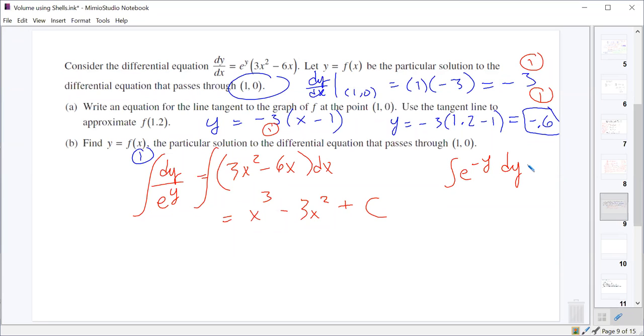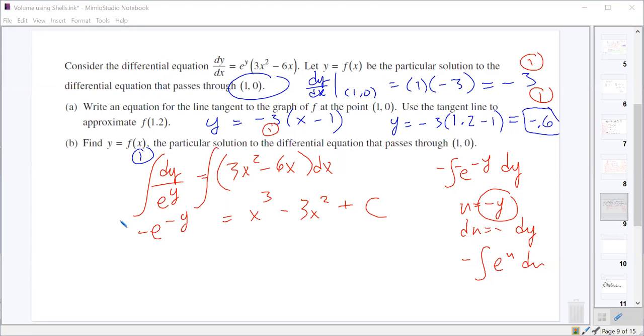And then now we can do a u substitution. What are we going to u sub? Yeah, if u is negative y, then du is negative dy. So we'll put in a negative and a negative. This becomes negative integral e to the u, du, which is negative e to the negative y. So we get negative e to the negative y equals x cubed minus 3x squared plus c. And let's see, same thing as the last one. 1 point for this integral, 1 point for this integral, 1 point for plus c.